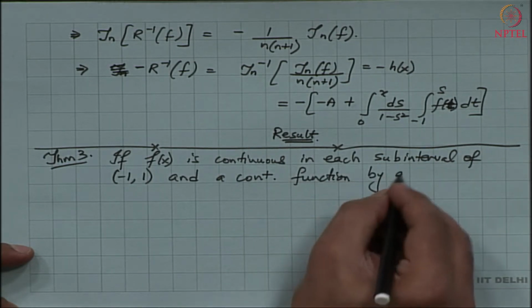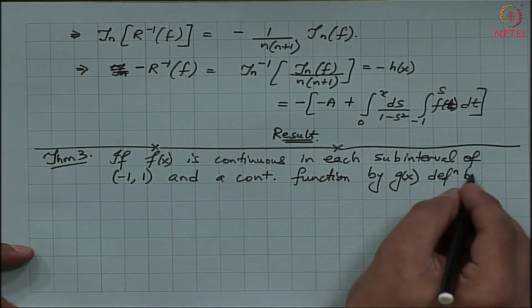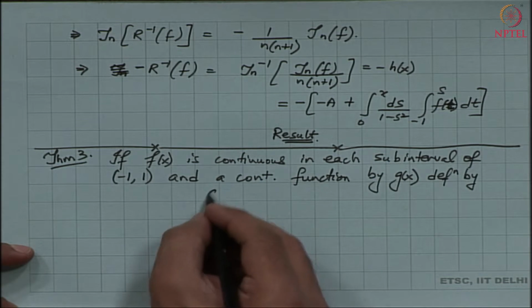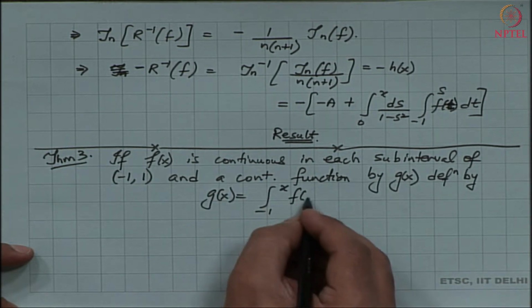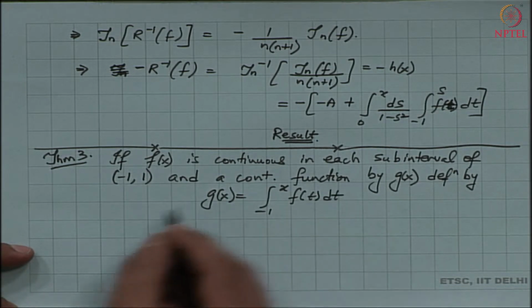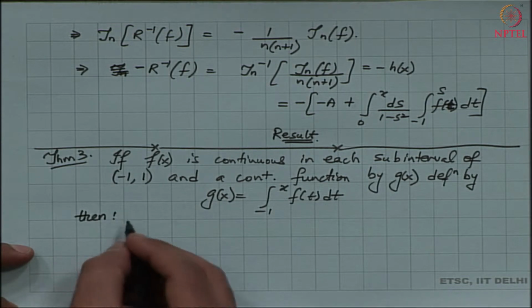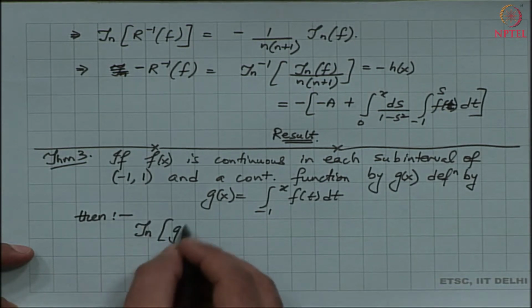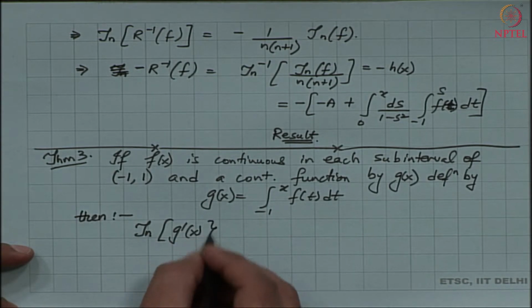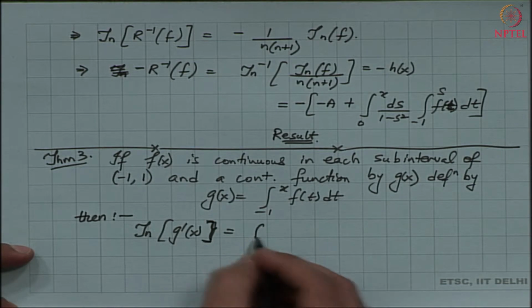Let g of x be defined by the integral of f. So, g of x is nothing but the integral of f. I see that the theorem says that the Legendre transform of g prime of x is f, well, it is a Legendre transform of f.